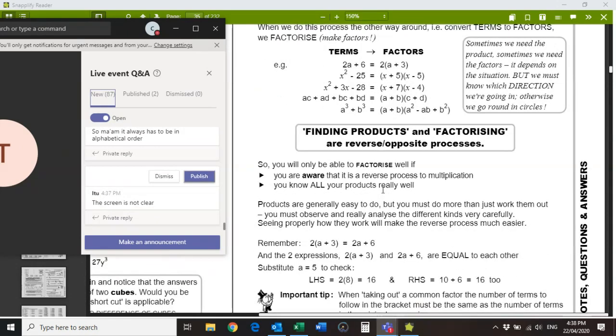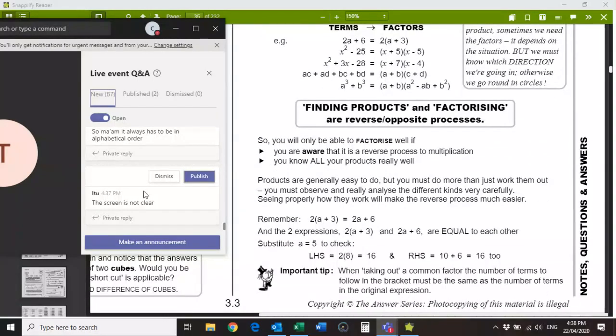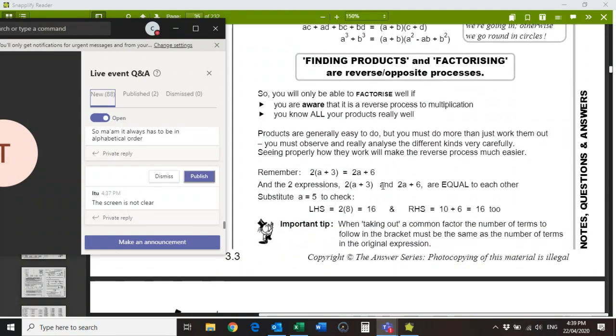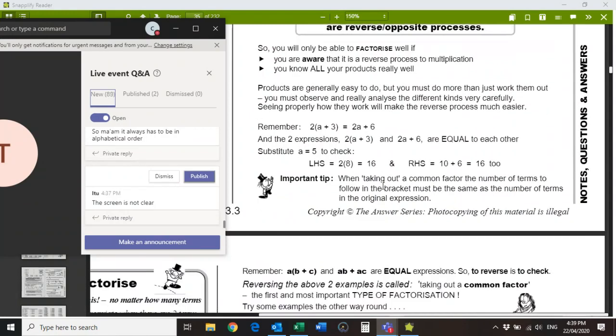Okay, hope so. Let's look at this: finding products and factorizing are reverse processes, it says. So you will only be able to factorize well if you are aware that it is the reverse process to multiplication. To create terms, we had to multiply in the 2, like we always did. It says you know all your products really well. Products are generally easy to do, but you must do more than just work them out. You must observe and really analyze the different kinds very carefully. Seeing properly how they work will make the reverse process much easier. Remember, this is equal to that, exactly the same way, just the other way around.